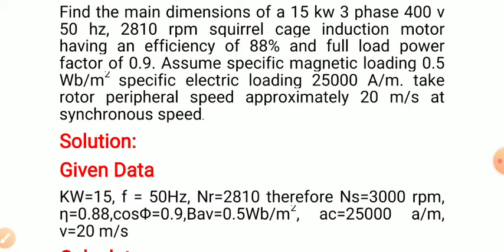Assume specific magnetic loading 0.5 Weber per meter square, specific electric loading 25,000 ampere per meter. Take rotor peripheral speed approximately 20 meter per second at synchronous speed.